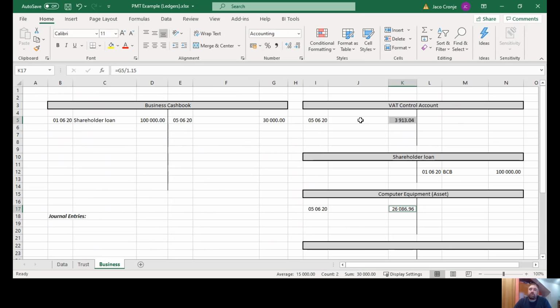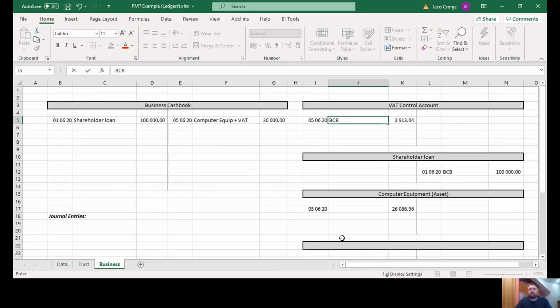And now I have to go and enter the descriptions. So what were my contra accounts? I'm going to say computer equipment plus VAT. Those are the two accounts that I used. And in my VAT, simply BCB and my inputs, because that is where the debit is for the credit entry for these two debits.